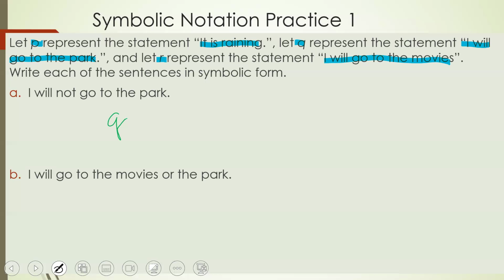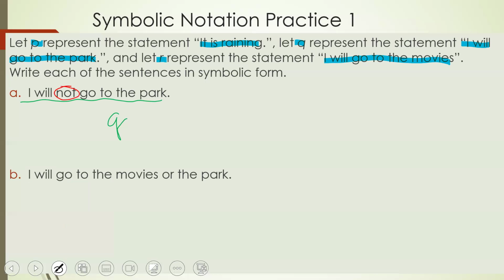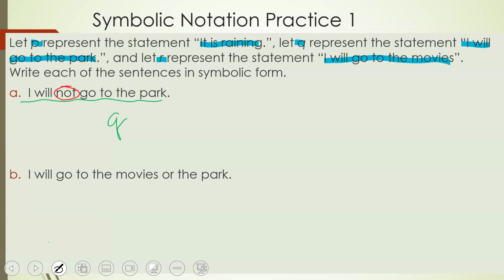However, the statement here in part A does not exactly match that, in that we have this word not in it. And so if I want to symbolically say not Q, there's a couple of ways we can do that. We can do it by using this kind of L on its side, so that means not Q, or we can use a squiggle like this. Anytime we see either of those, that means the negation of the original statement. So I will not go to the park is a negation of the statement, I will go to the park. We can represent it as you see there on the slide.